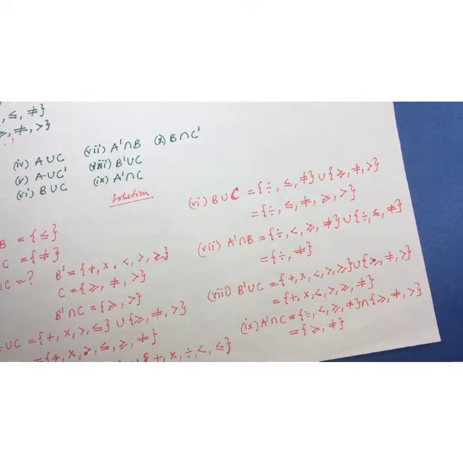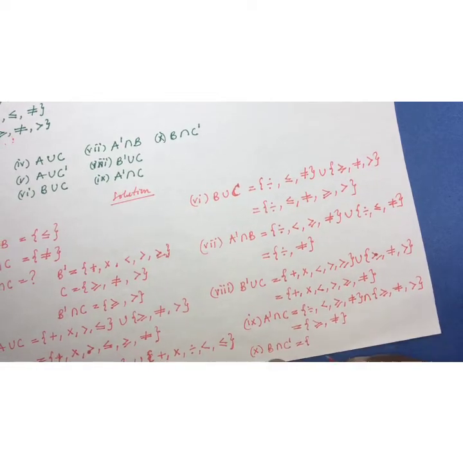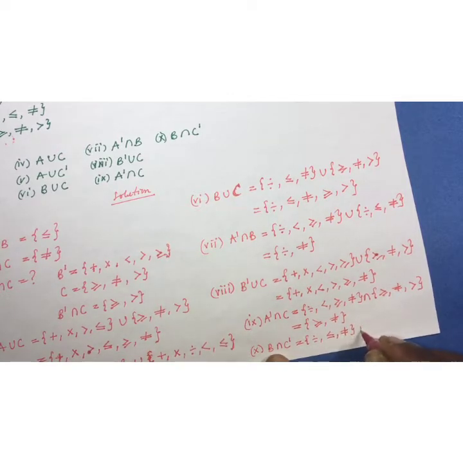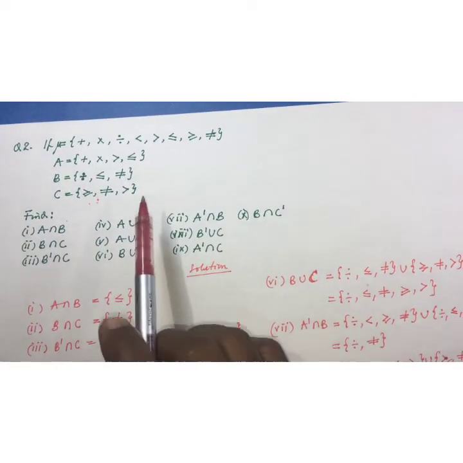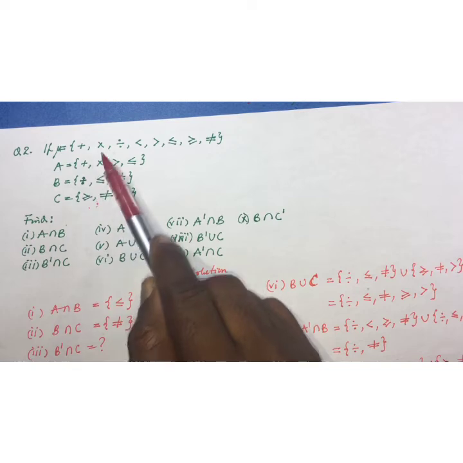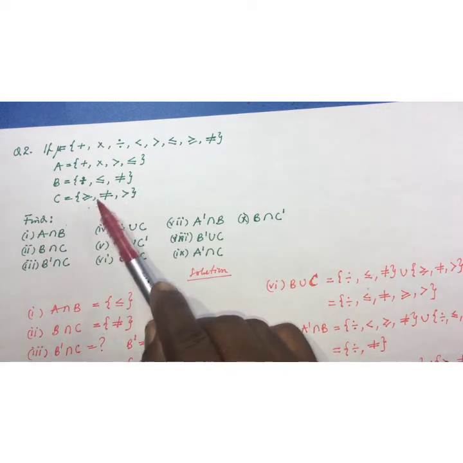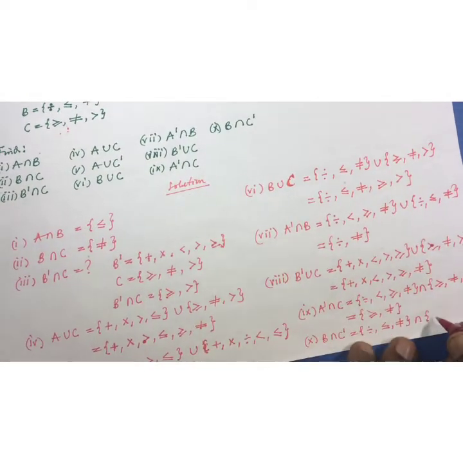Now the last question is question number 10. Question number 10 demands that we find B intersection C complement. Now B is the set that contains division, less than or equal to, and not equal to. So intersecting that with C complement, which is a set containing elements found in the universal set but not in C. So what elements do you find in the universal set but not in C? Addition is not in C but in the universal set. Multiplication, not in C but in the universal set. Division, not in C but in the universal set. So I'm going to bring them out here.